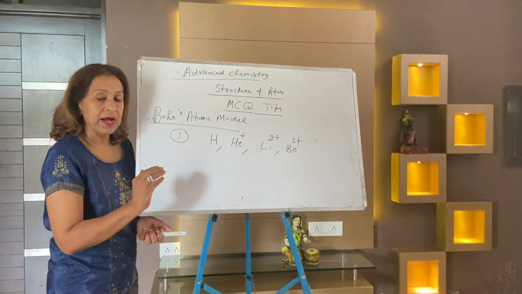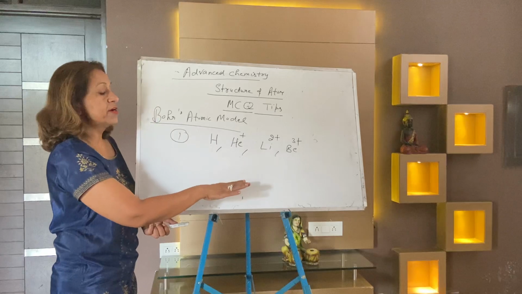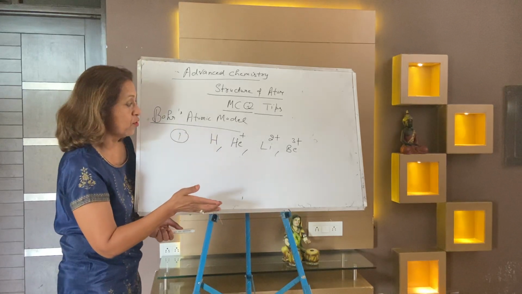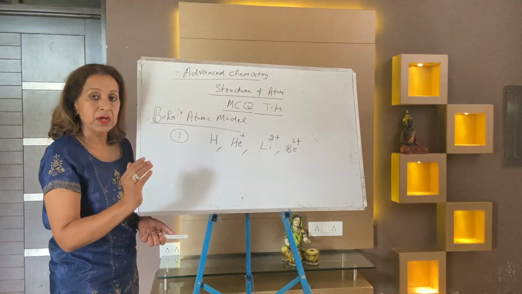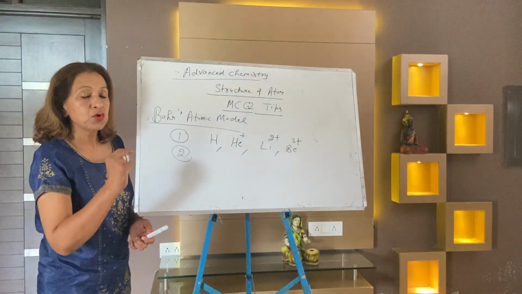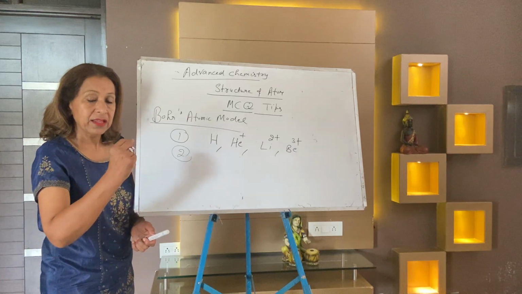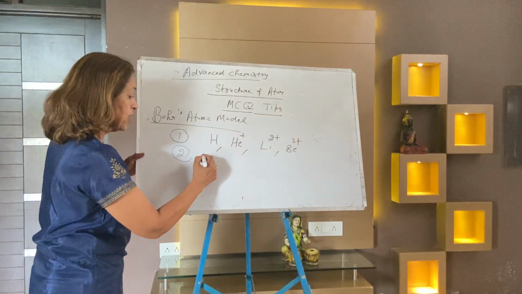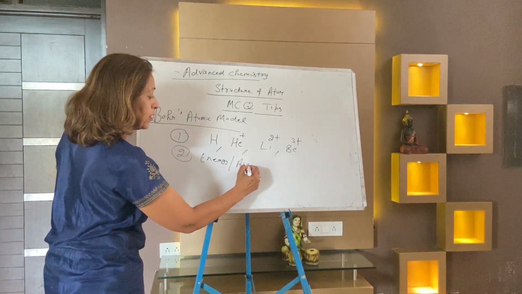Those atoms or ions have a single electron. We can calculate their energy, the radius of the orbit, and the velocity of the electron by applying some formulas of Bohr's atomic model. The second point is, according to Bohr's atomic model, the energy of the electron and the angular momentum of the electron is quantized. Energy as well as angular momentum.